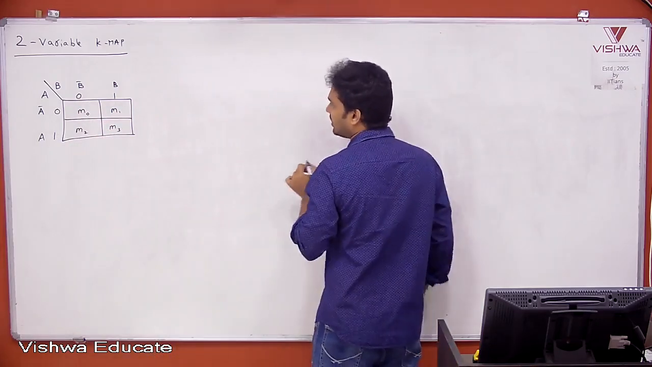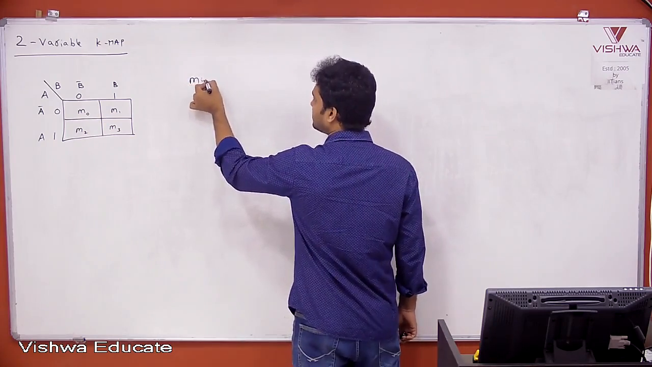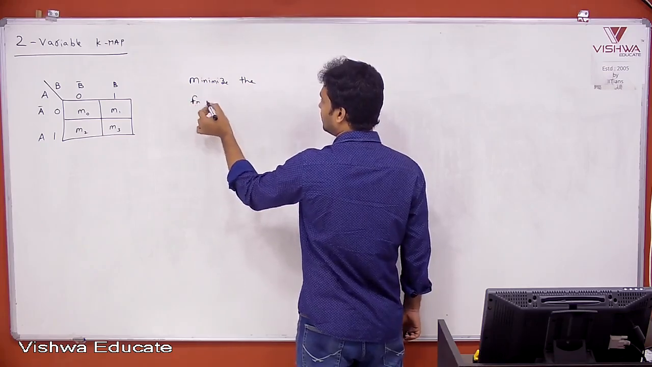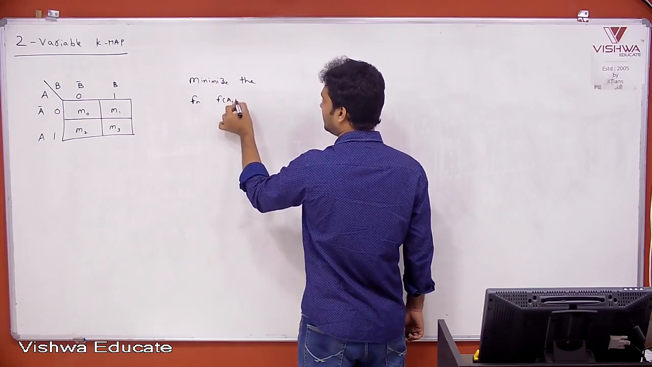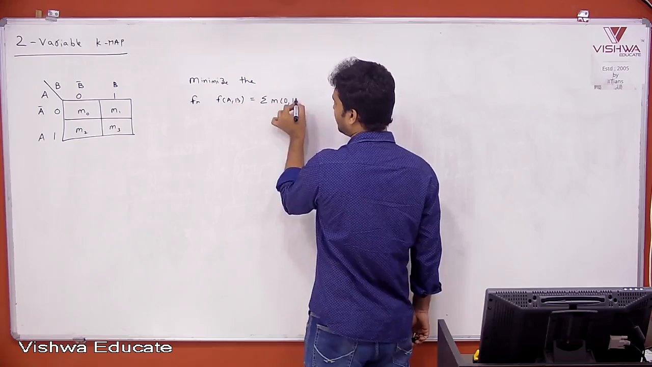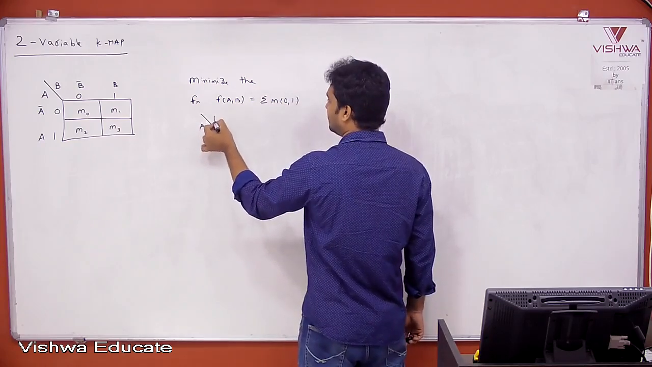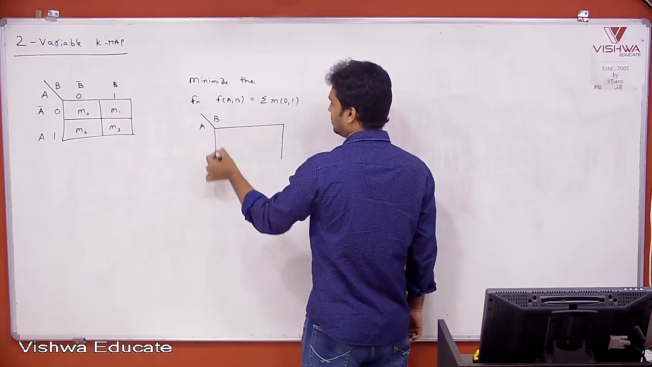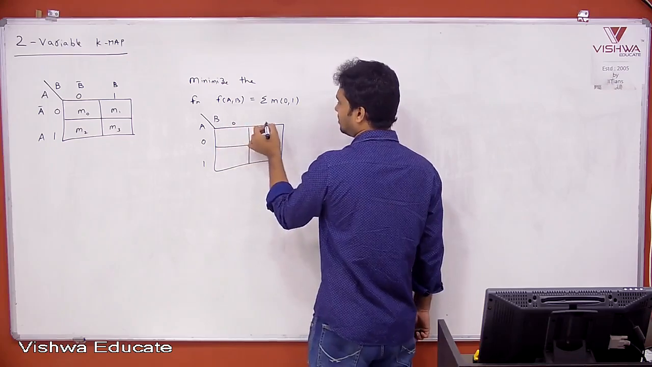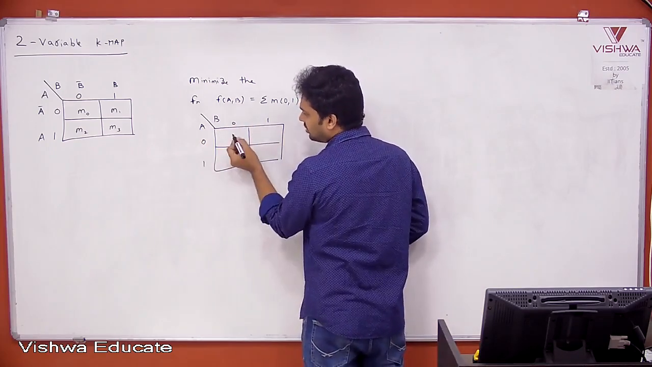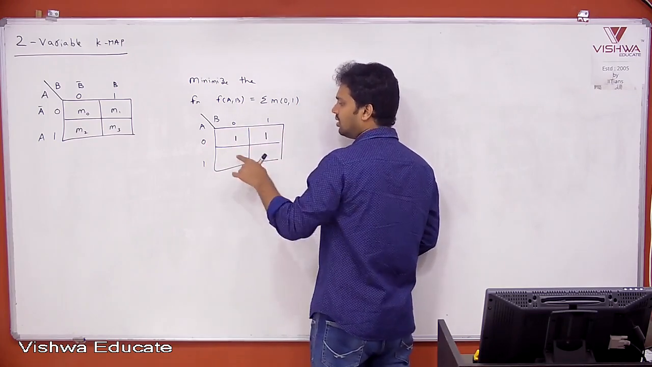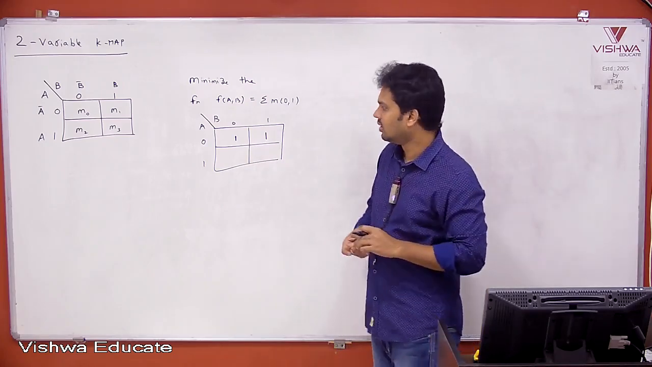Okay. For example, they have given one question like this. Minimize the function f of a comma b equal to sum of the minterms 0 and 1. Say a, b. What are the minterms they have given? Minterms 0 and 1. Minterms 0 means output, what is the meaning? Output is 1 for 0, 0, 0, 1. 1, 0, 1, 1 are not ones. So this is how to make a K-map.